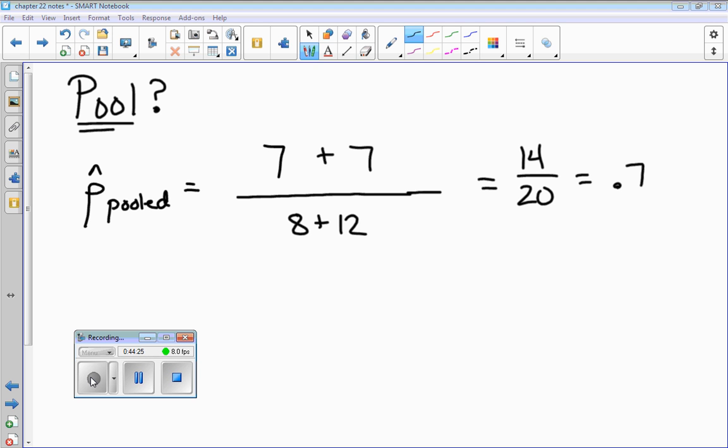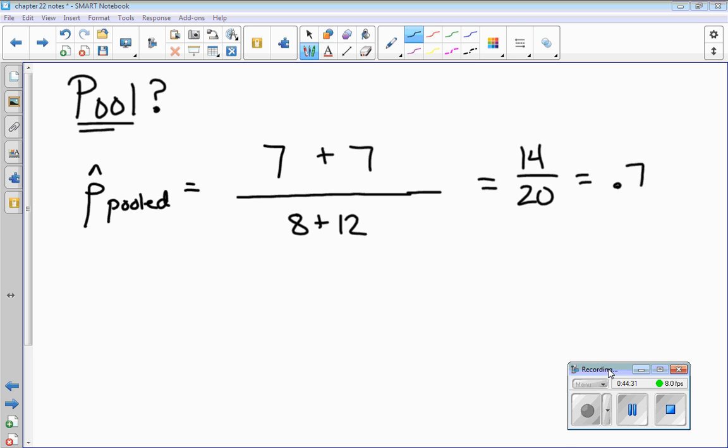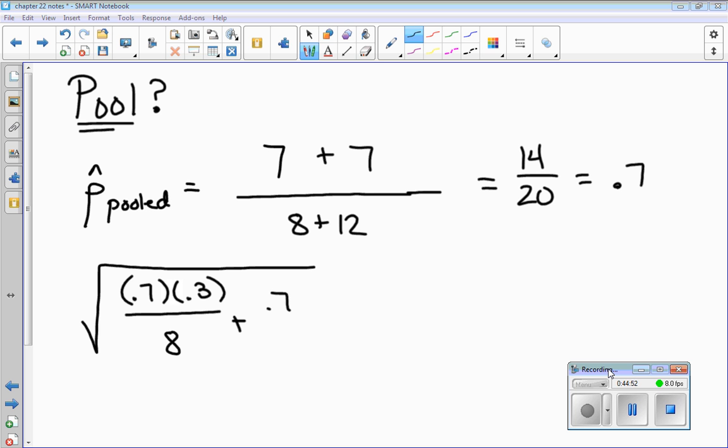We can also find our standard error. Would you agree? We have that formula on page 502. So let's do that. Okay. Now what? Let's plug in our information. So 0.7 times 0.3 over 8 plus 0.7 times 0.3 over 12. So that's where I was coming from.